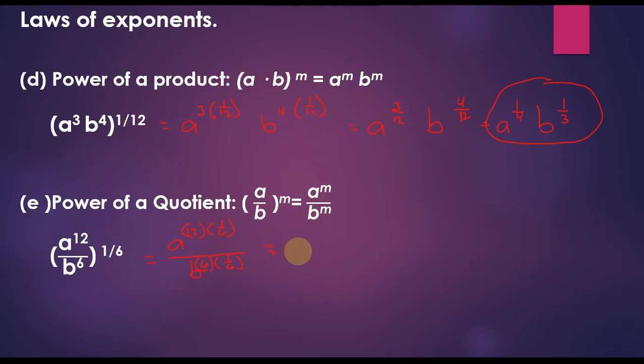Equals a. 12 times 1, that is 12 over 6, over 6 times 1, 6 over 6. Then simplify a. 12 over 6 is 2. 6 over 6 is 1. No need to write 1 here. And this is your answer for the power of a quotient example.